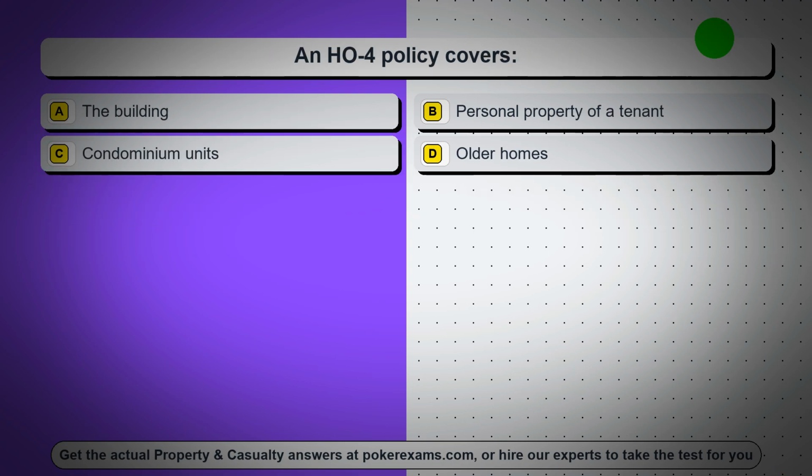Question 62. An HO4 policy covers: Option A, the building. Option B, personal property of a tenant. Option C, condominium units.